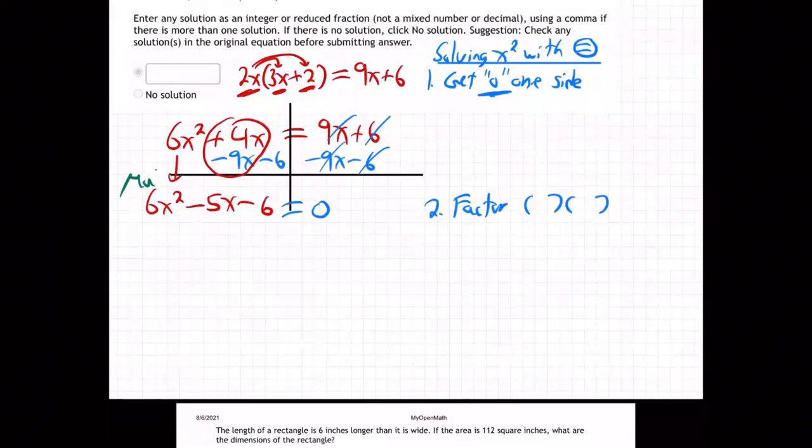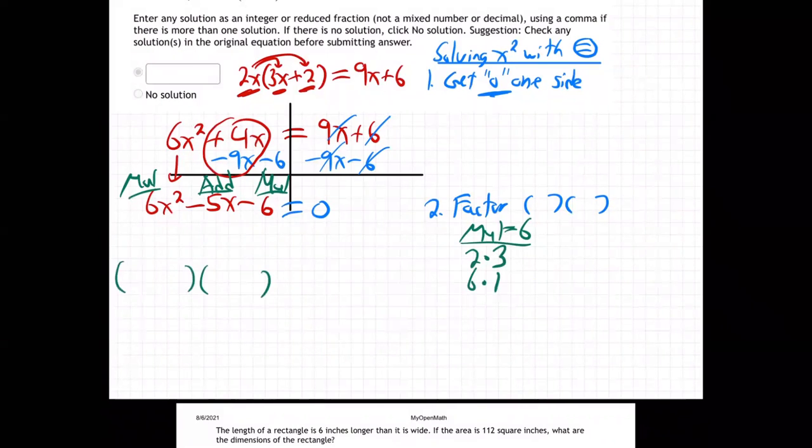Well, it's about multiply, add, multiply, right? So what multiplies to equal 6? Well, 2 times 3, 6 times 1. So I'm going to put the 2 parentheses, put them a little closer together, and say 2x, 3x, right? Multiplies would be 6x squared. Front times front multiplies to be front. Okay. Now, what multiplies to be the 6 in the back?